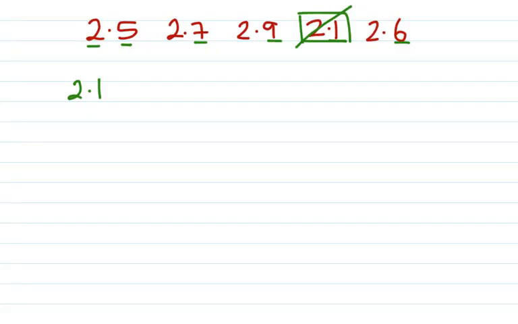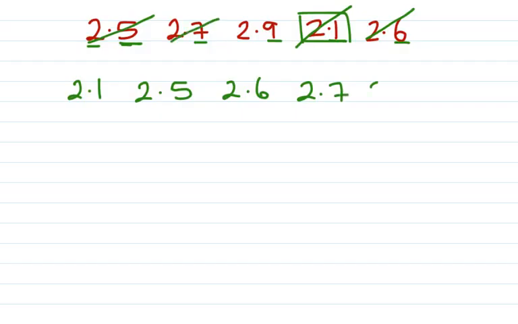The next biggest one is 2.5. Then the next biggest one, so I'll scratch that off, is 2.6, 2.7, and then 2.9. Alright, so that's all pretty easy so far, isn't it? Now, for a question that you'll more likely see in class or in an exam, let's move on.